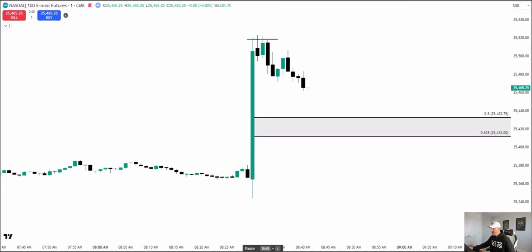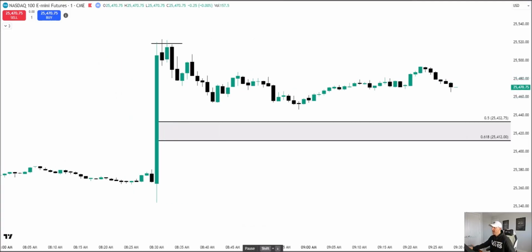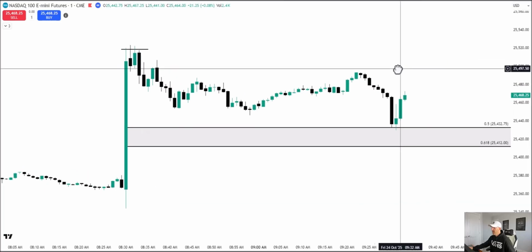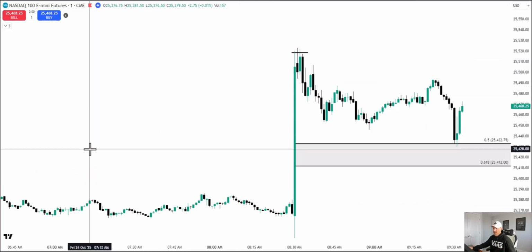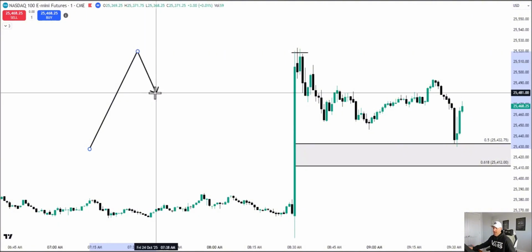So I'm just gonna play price here. And what I'm looking for is an inversion fair value gap. Okay, so I'm looking for some type of FVG to get invalidated and then a push to the downside. So let me frame the trade out. So basically I want to see price come up, create a fair value gap, and then push down and invalidate that fair value gap.